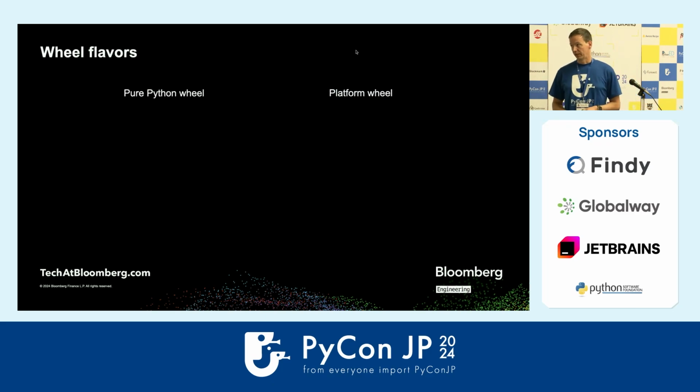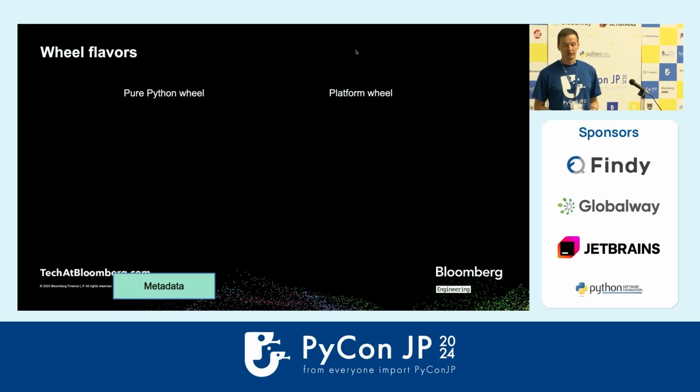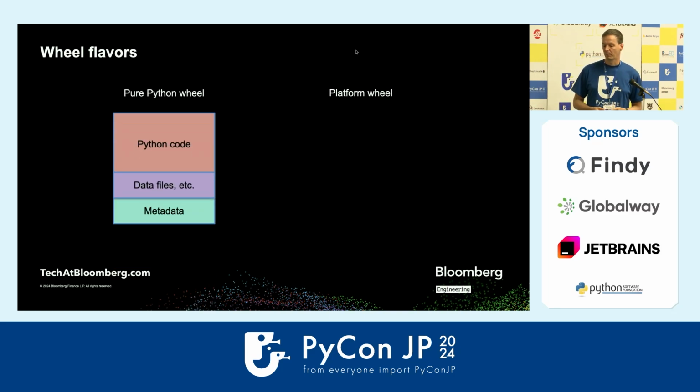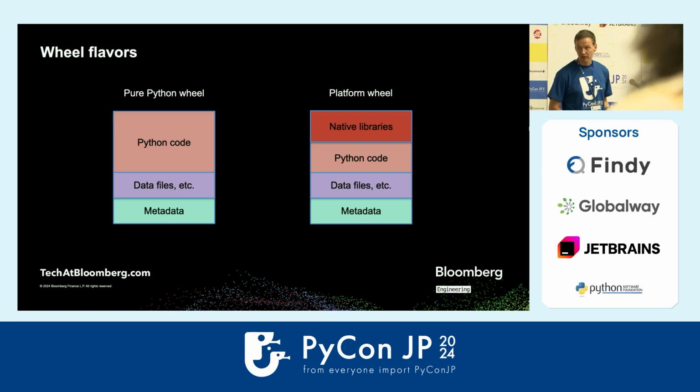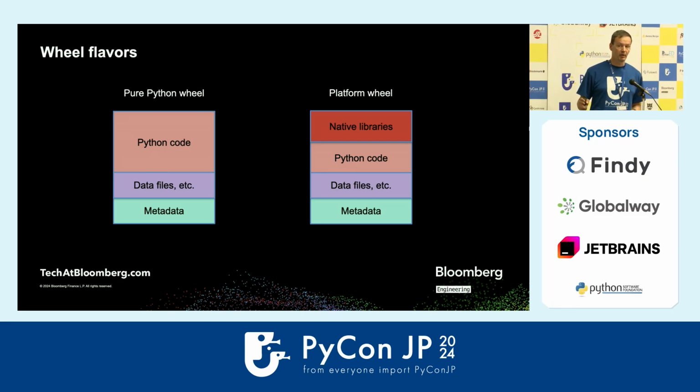There are two flavors of wheels. There are pure Python wheels, which, as the name suggests, contain Python code, but there can be other things inside. They can also contain data files and metadata which describes what's inside that wheel. Platform wheels, on the other hand, can contain the same things, but they can also contain native libraries. They're native because they're native to the platform, and they tend to be compiled code, so written in C, C++, or some other compiled language.